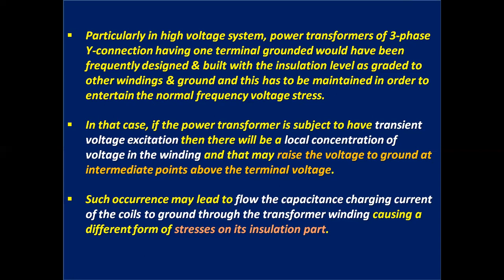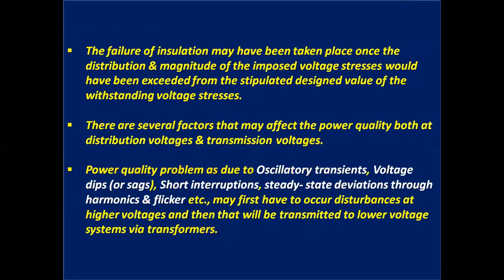Such an occurrence may lead to flow of capacitance charging current of the coils to ground through the transformer winding, causing different forms of stress on the transformer insulation. The failure of insulation may take place once the distribution and magnitude of the imposed voltage stresses exceed the stipulated design value of the withstand voltage stresses.